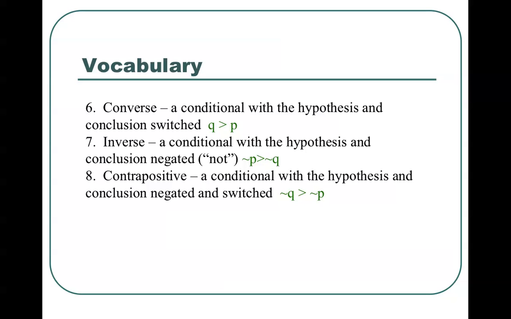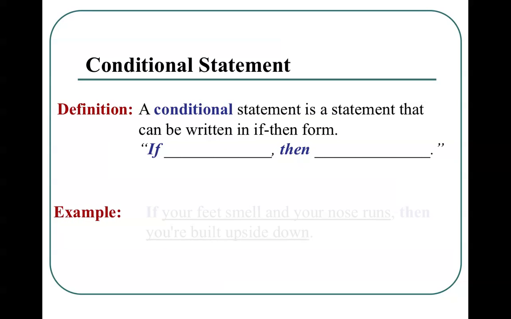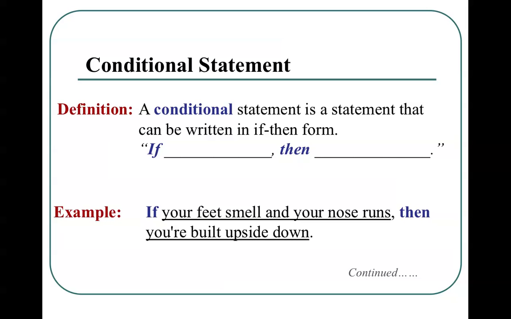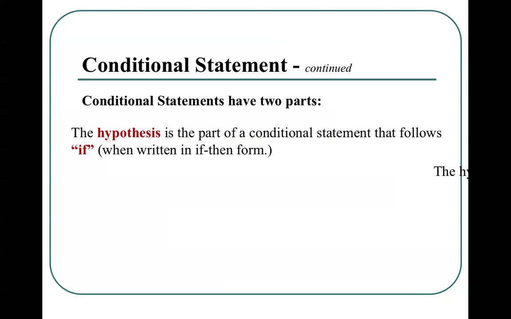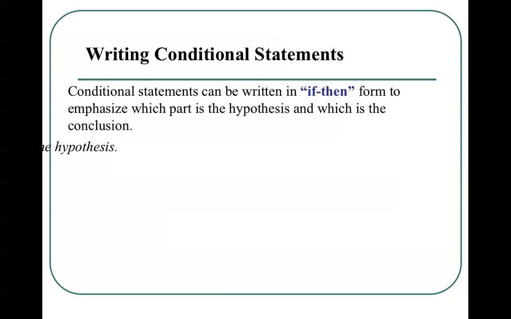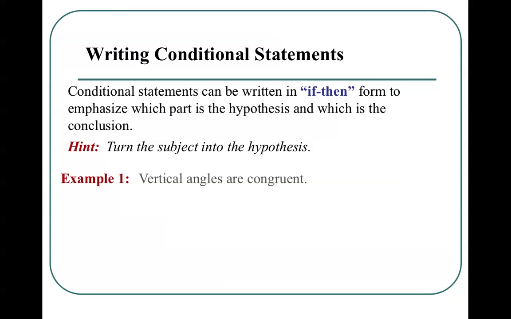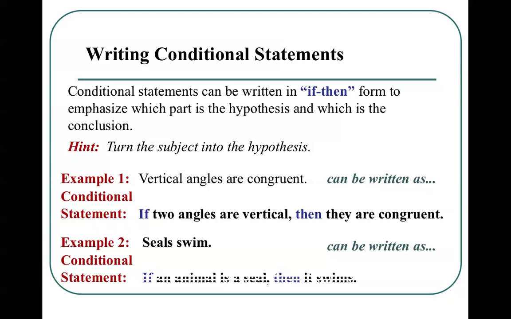Pause the video if you need to write down any of these definitions. A conditional statement is always written in this if-then format, but it doesn't have to be exactly like that. For example, we could not say the then part and it still be a conditional where the second part is a condition of the first part happening. Here are just a few more examples. All right. Writing conditional statements is typically if-then form. If it's not in if-then form for you, take the subject and put it in the hypothesis. For example, our first true-false question, vertical angles are congruent, can say if 2 angles are vertical, then they are congruent. Seals swim. If an animal is a seal, then it's going to swim.